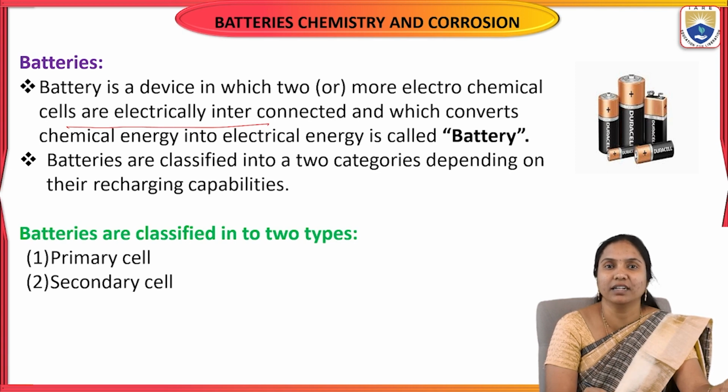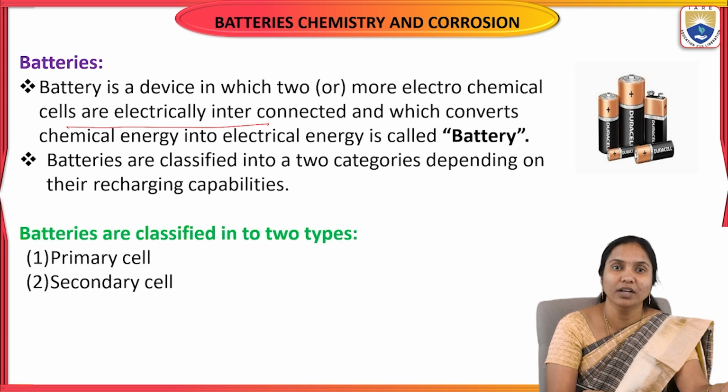Generally each cell consists of one anode and one cathode. A battery consists of two or more electrochemical cells. That means it contains two or more anodes and two or more cathodes.